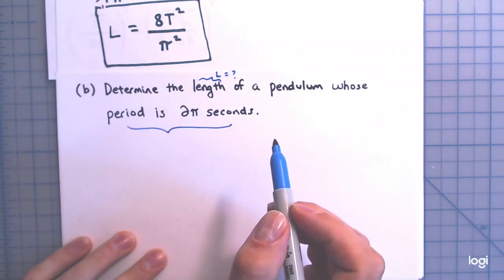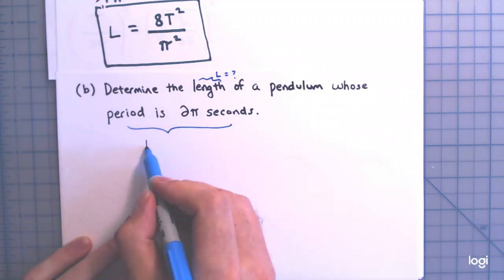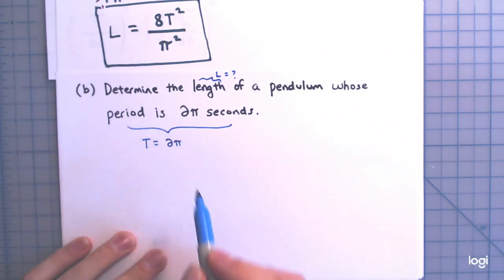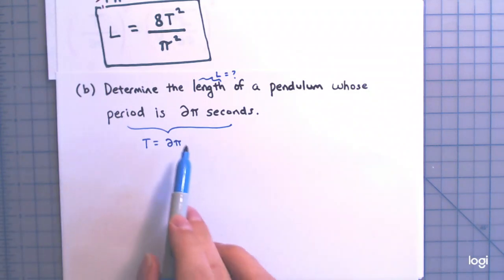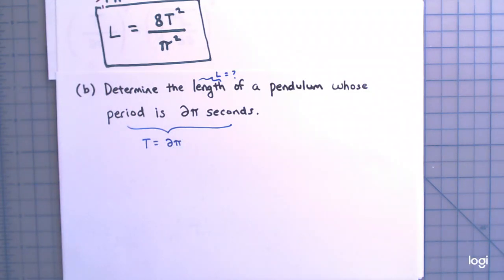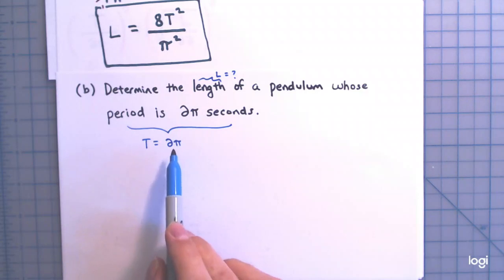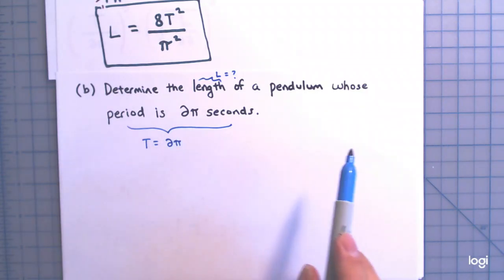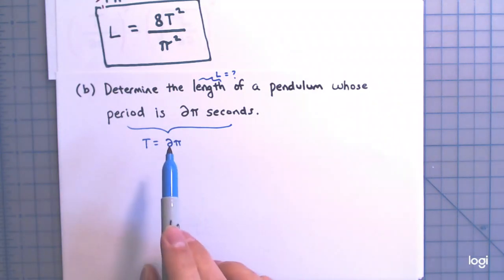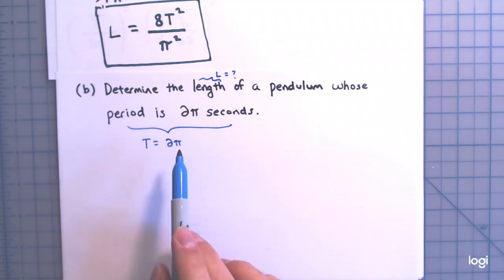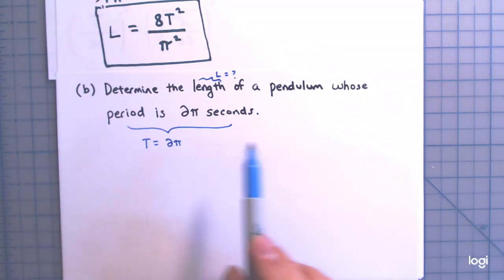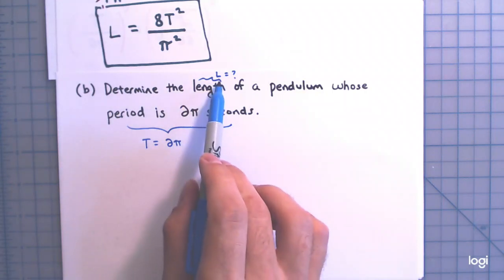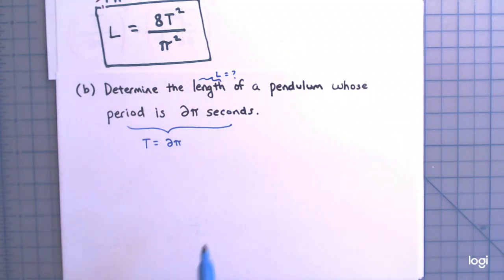Remember they mentioned earlier that capital T was the period in seconds. So that's when T equals 2 pi. Pi is about 3.14, so 2 pi would be double that, about 6.28. So what this is saying is that the pendulum swinging back and forth takes a little over 6 seconds, about 6.28 seconds, to go back and forth one time. We're just asked to determine how long the pendulum would be then.